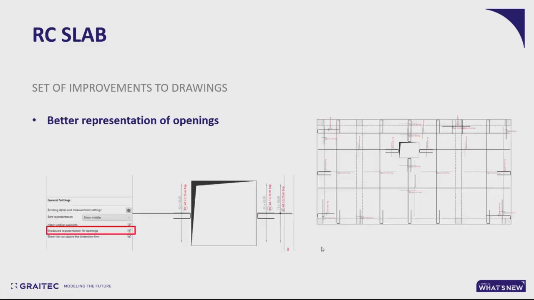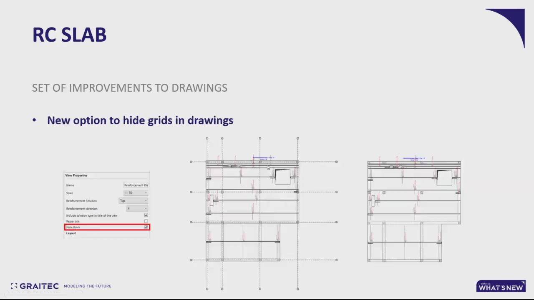A small improvement here again in the drawings. Now we have the ability to show the openings in the slab using this representation. You have the option to either activate or deactivate it, as you see here, and it's going to appear in your drawings as you see here to represent the openings. There are also new options to hide the grid lines. Again, this is related to drawings. If you do not want to see the grid lines in your drawings, you just have a check mark here, and if you remove it, your drawing won't have those grid lines.